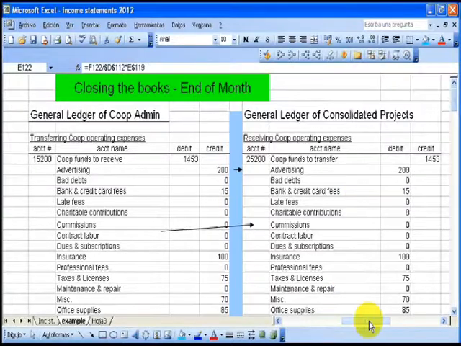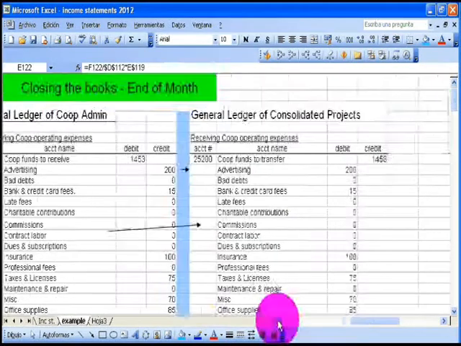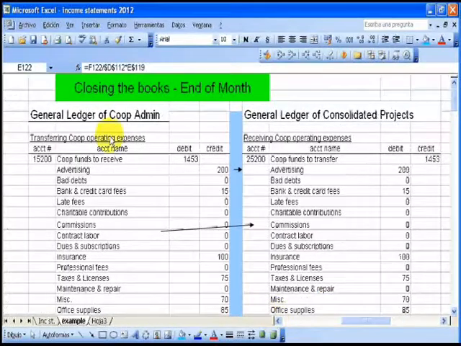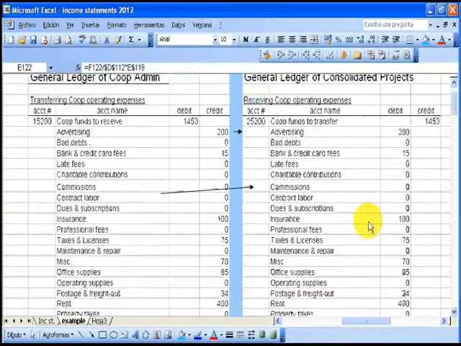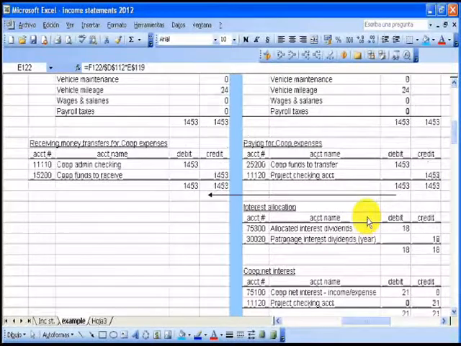So instead of just going through the specific general ledgers for each project, I'm just going to compare the general ledger for the co-op administration to the consolidated projects. And you just have to know that the consolidated projects is broken up into each project being consolidated into this right side of the sheet here. So here, operating expenses from the co-op administration are being transferred to the projects to put them on their income statements.